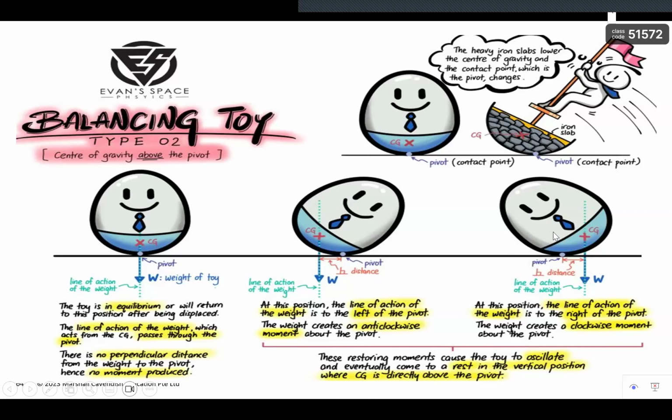The same for this. Where I tilt it in this direction, my center of gravity is to my right. I will create a clockwise movement. So you need to mention what happens to the center of gravity and what kind of movements it will create to go back to its original position.